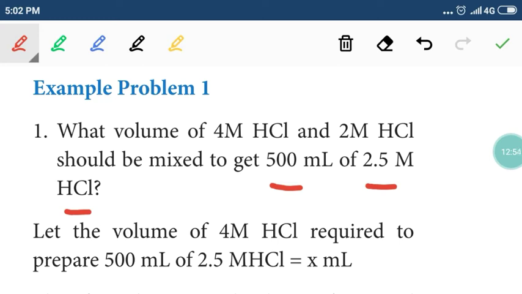What is the given solution? The given solutions are 4 molar hydrochloric acid and 2 molar hydrochloric acid. So two solutions are given. 4 molar is the concentrated one, 2 molar is the dilute one. From these two solutions, how will you prepare a new solution with the concentration 2.5 molar?